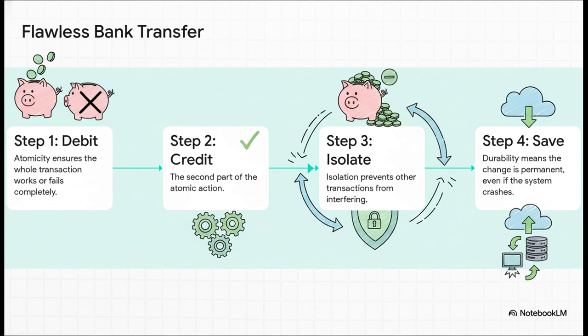It either all happens or none of it happens. Next, isolation. This means that while your transfer is happening, no other transaction can jump in and mess with it. And finally, durability. This means once the transfer is done and saved, it stays saved even if the whole system crashes a second later. In short, ACID means your data is safe, period.